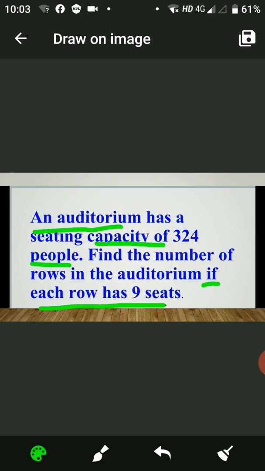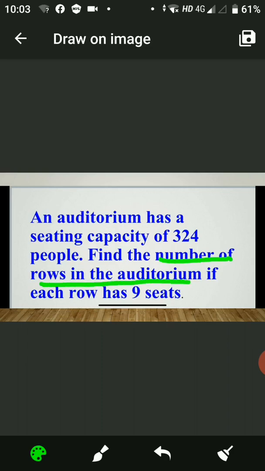Now the third line will be: number of rows in the auditorium is equal to 324 divided by 9. Now we divide 324 by 9, and when we divide it, we will see which number is closer to 32 and less than 32. That is 27. So 3 will come in the quotient and 27 will come down below 32. And now we will minus it. 32 minus 27 is 5.